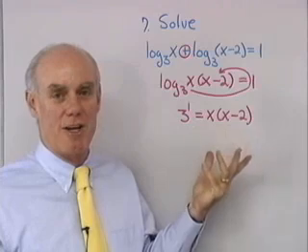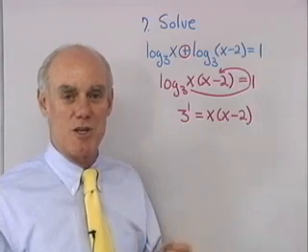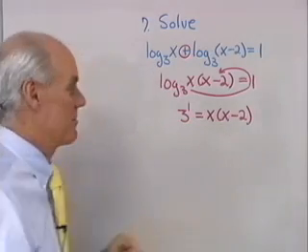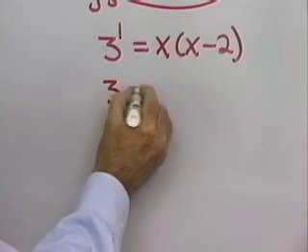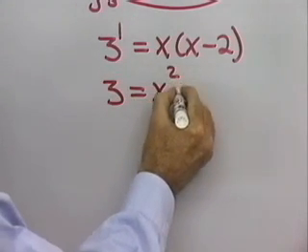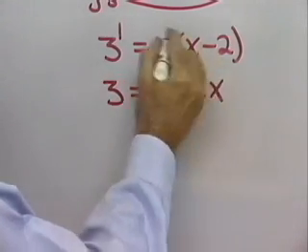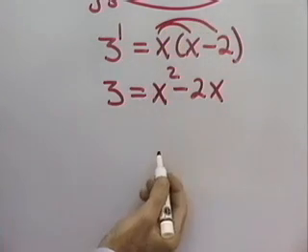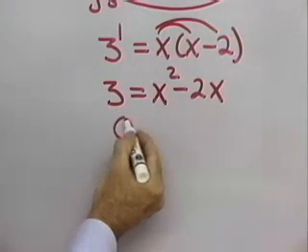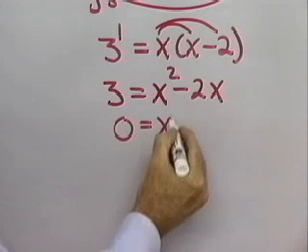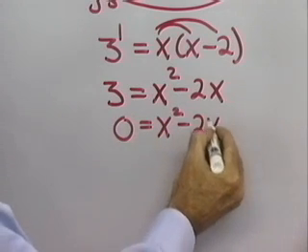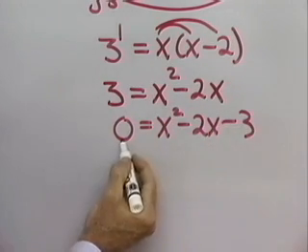And look, all I have left is a nice quadratic equation. Should be pretty simple to solve. Let's just go through the steps. 3 is equal to x squared minus 2x. When I multiply this out here, I'll put this in standard form by adding -3 to both sides. x squared minus 2x minus 3 is equal to 0.